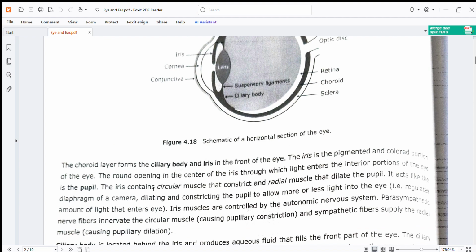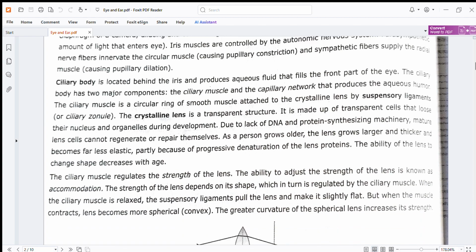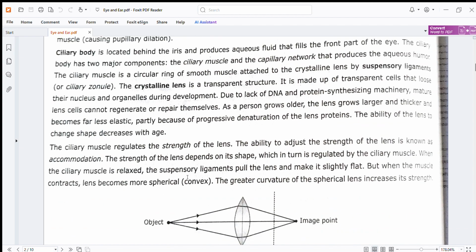Iris muscles are controlled by the autonomic nervous system. Parasympathetic nerve fibers innervate the circular muscles, causing pupillary constriction, and sympathetic fibers supply the radial muscles, causing pupillary dilation. The ciliary body is located behind the iris and produces aqueous fluid that fills the front part of the eye. It has two major components: ciliary muscles and ciliary processes that produce the aqueous humor.